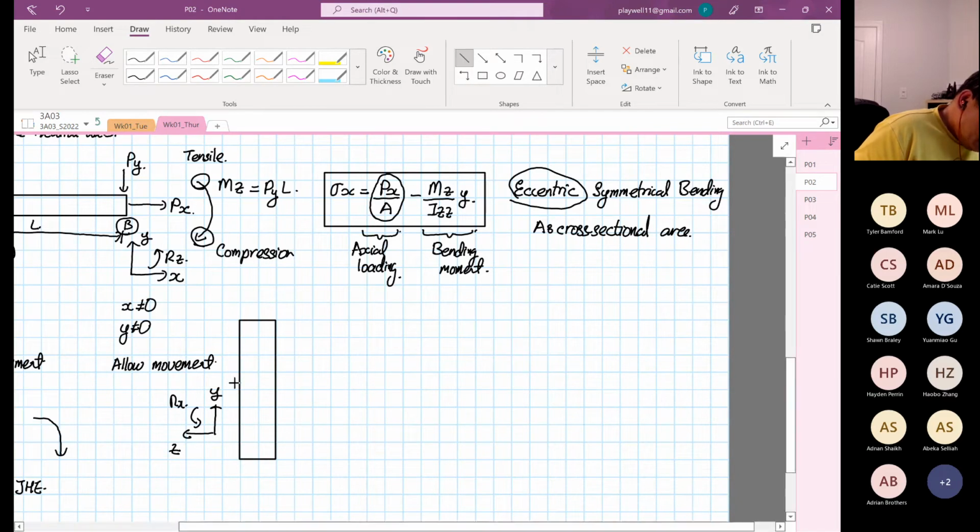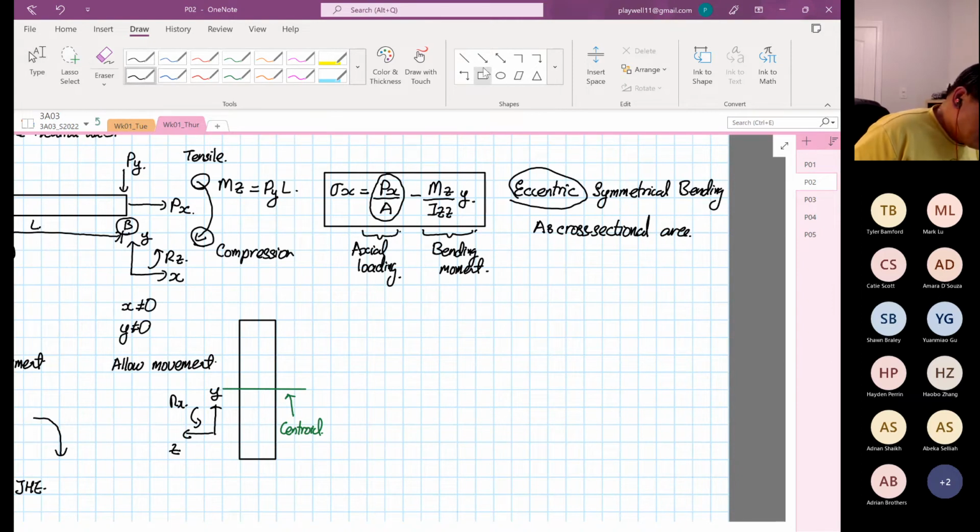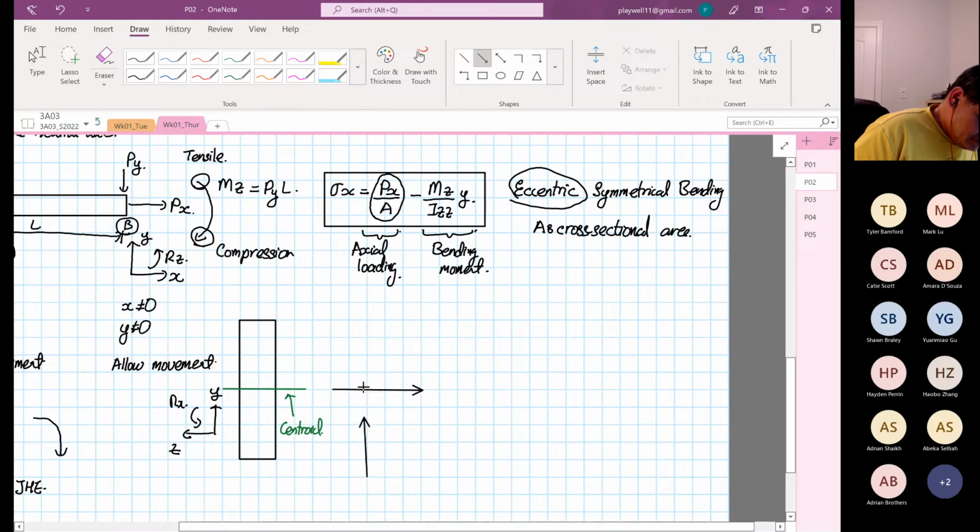By observation, we will know that this is a centroid. This is our centroid, a geometry feature. So the next thing that we're going to do is sketch stress x. So this is normal stress in the x direction.